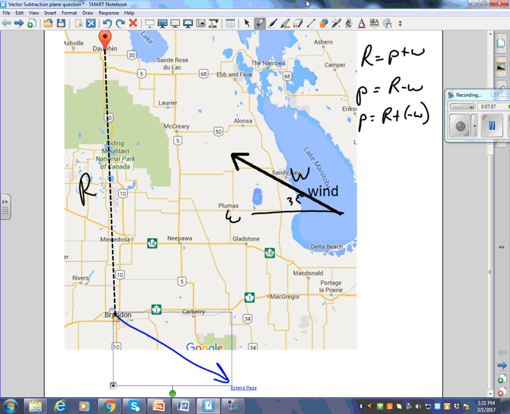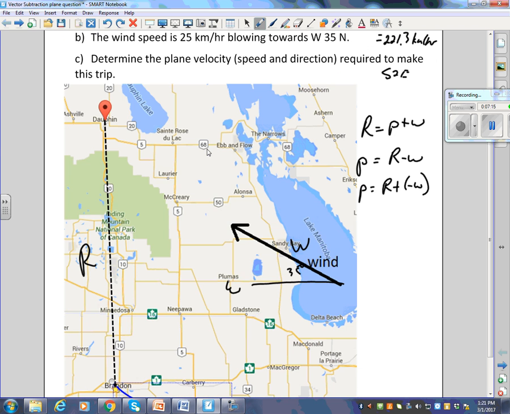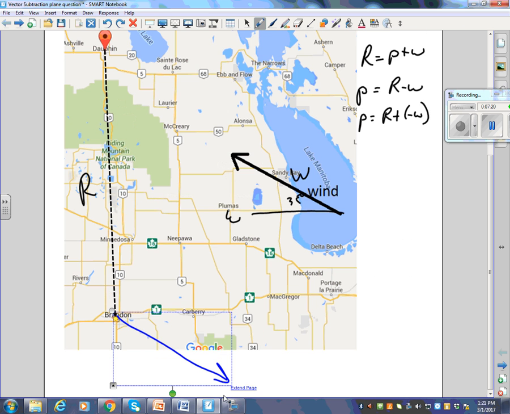You're going to draw this vector here, which is 221.3 kilometers per hour long. And then you're going to add the wind, which is 25 long, and it should look like that. And then you're going to draw that, and it's going to be the plane.